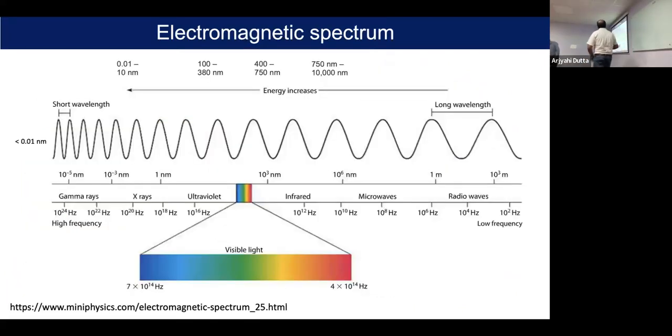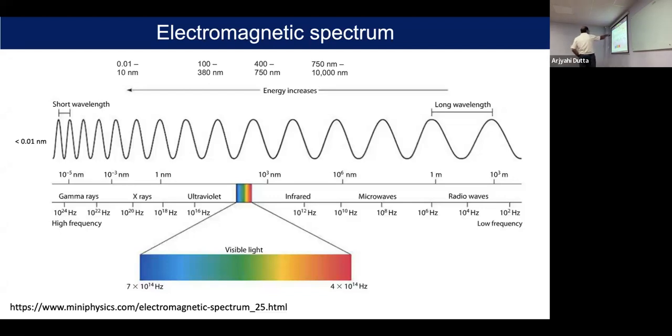If we go to the next slide, you can see the electromagnetic spectrum of all these waves. Here you can see the radio wave, then the microwave and the infrared wave, all of very long wavelength.